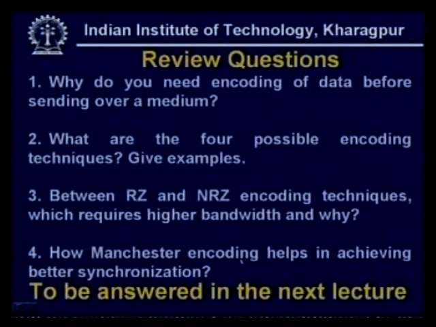So, in today's lecture we have discussed several schemes like NRZ, RZ and bipolar schemes, and here are some review questions. First question: why do you need encoding of data before sending over a media? Second question: what are the 4 possible encoding techniques? Give examples. Third question: between RZ and NRZ encoding techniques, which requires higher bandwidth and why? Fourth question: how does Manchester encoding help in achieving better synchronization?